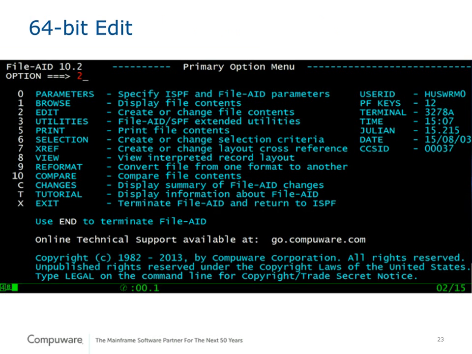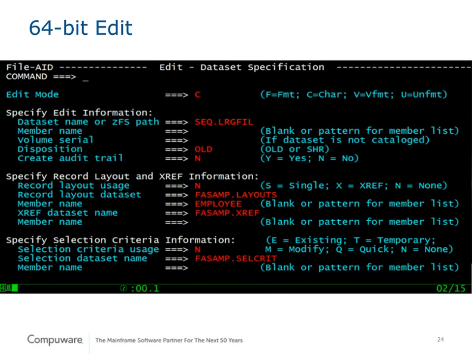Okay. So I'm going to start by going into the 10.2 release of File-AID, which is our current classic release, and show you what the windowed editing currently looks like in case you haven't had the privilege. We're going to go into option 2, edit of the product, and I'm going to edit a file called seq.large file. This is a large sequential file.